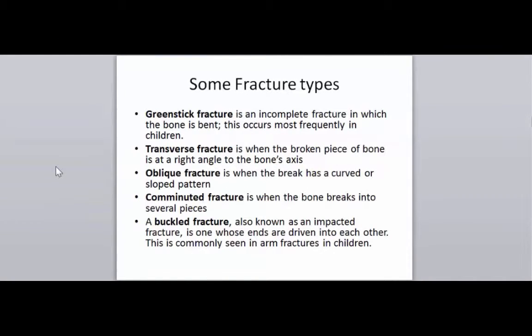Some fracture types you may remember from your medical terminology course: the greenstick, very common in children, transverse, oblique, comminuted, and the buckled. And the buckled is what you often see in the arm fractures in children. So if you still have your medical terminology textbooks, and if not, you can certainly Google these online and look at these types of fractures and what they look like. It might be very helpful to you to help you remember them if you have a visual.